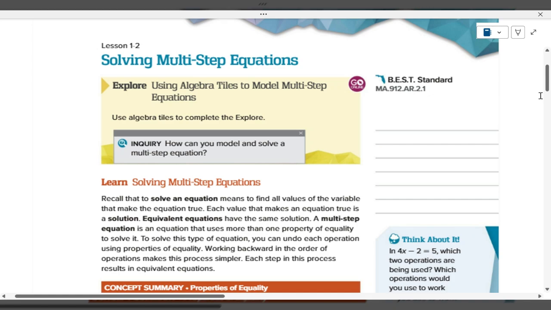Welcome to this video lesson on 1-2 solving multi-step equations. Today we're going to talk about the properties of equality and how they help us solve multi-step equations, and then we're going to practice with a few examples.